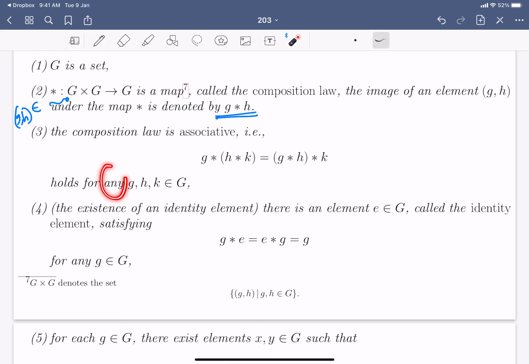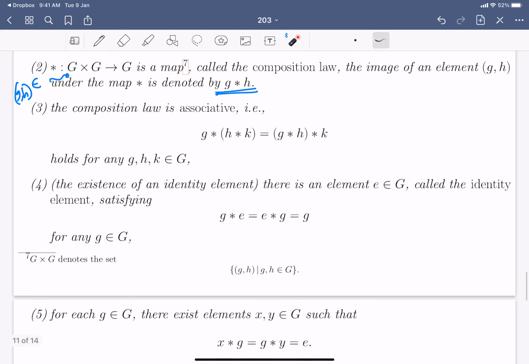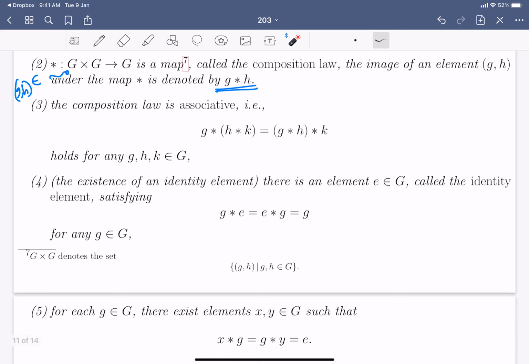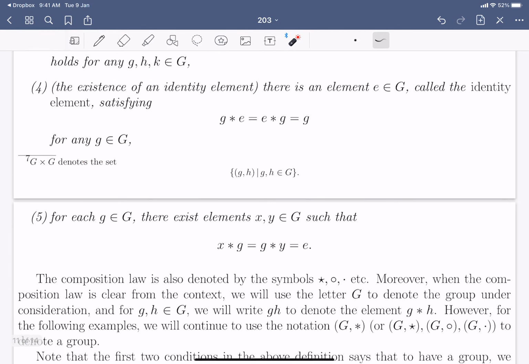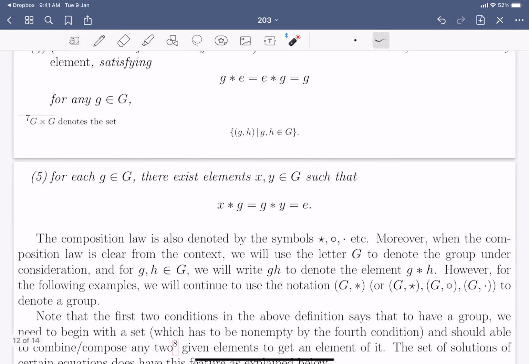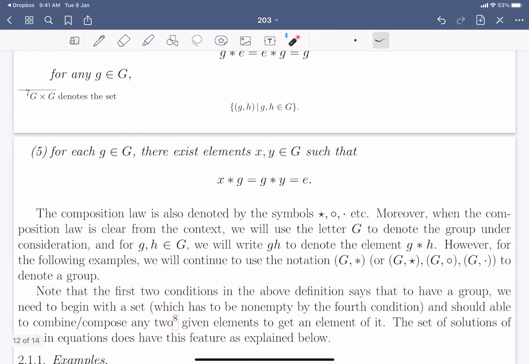So this kind of quantifiers are really important. Otherwise you will be in trouble. At least, they will not represent the kind of objects that we have in mind. This has to hold for any g, h, k. And there is the notion of inverse: given an element g inside G, there exists x, y inside G such that x star g and g star y is e.